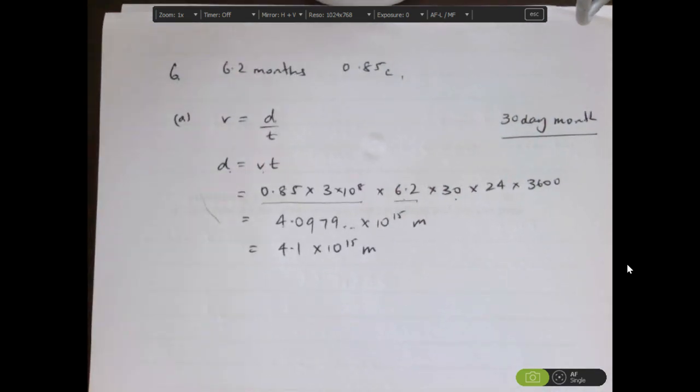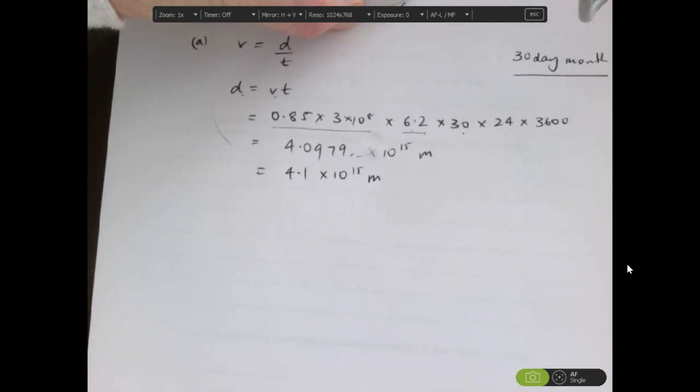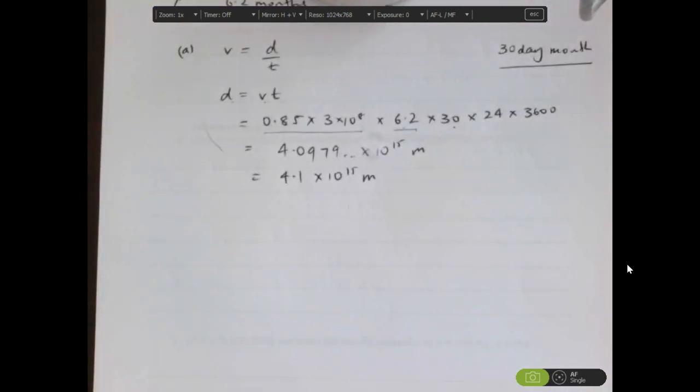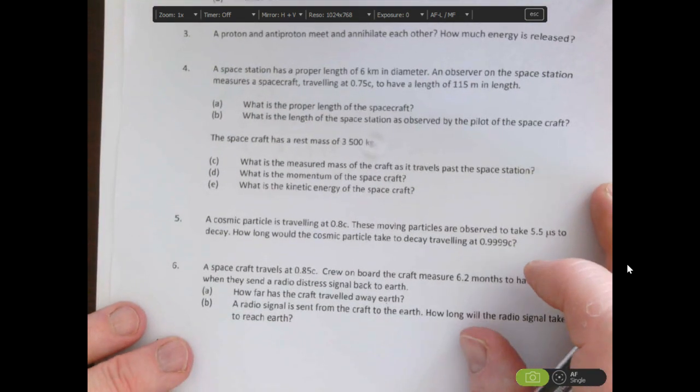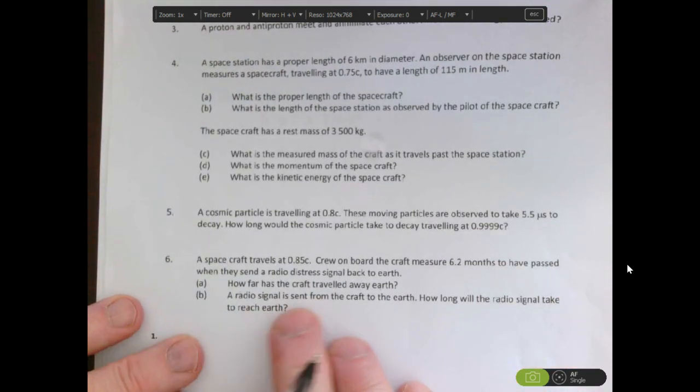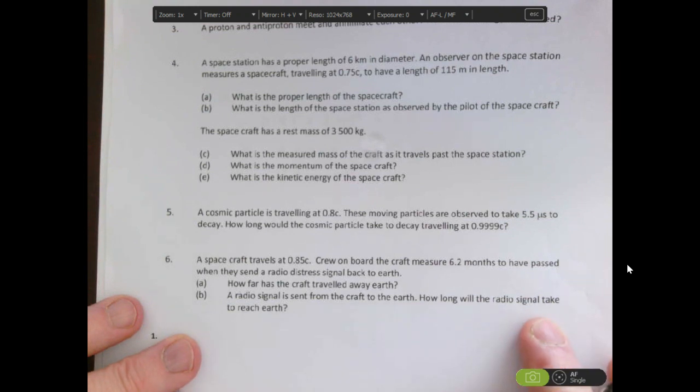We now have the distance. The radio signal is now sent from the craft to the Earth. How long will the radio signal take to reach Earth?